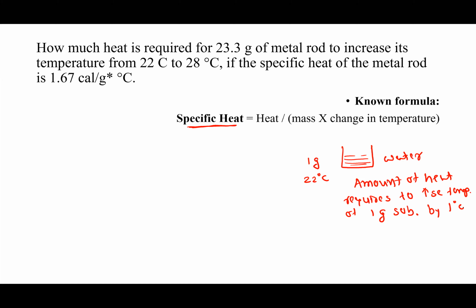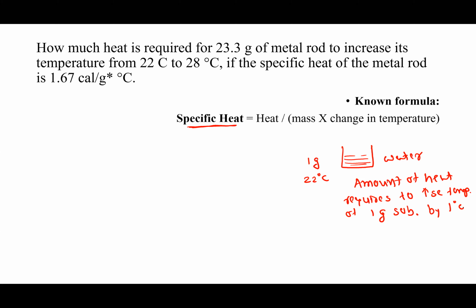Let's say I give you 1 gram of water and tell you the temperature is 22 degrees Celsius. Now you have to turn on the heat until it reaches 23 degrees Celsius. And if I ask you to find out how much heat you applied to that water to increase the temperature by 1 degree Celsius, then that amount of heat is called specific heat. Is that clear?